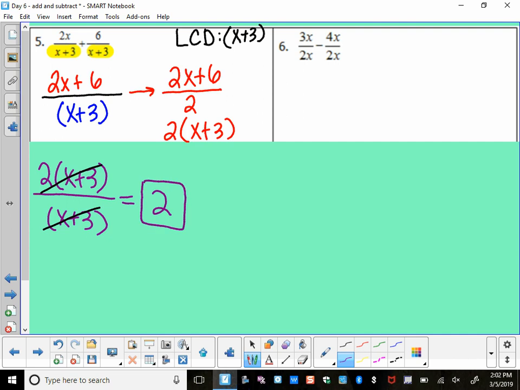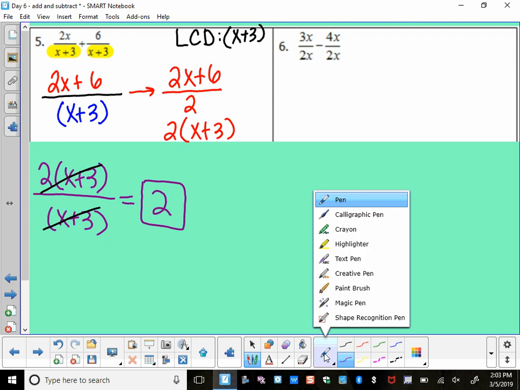So what we had to do here was we had our LCD, which was x plus 3. And then I added my numerator, which was 2x plus 6. But I have to try to simplify that as much as I can. So that's why I took out a GCF of 2. And I was left with x plus 3, which canceled out. That one's an easy one.